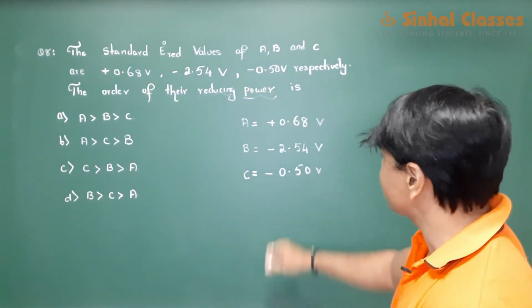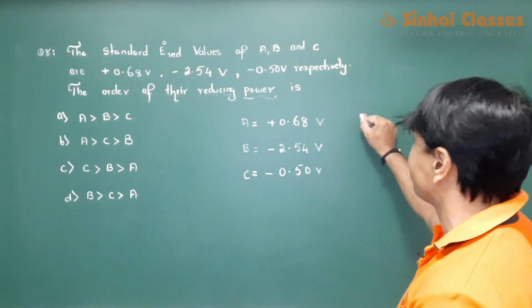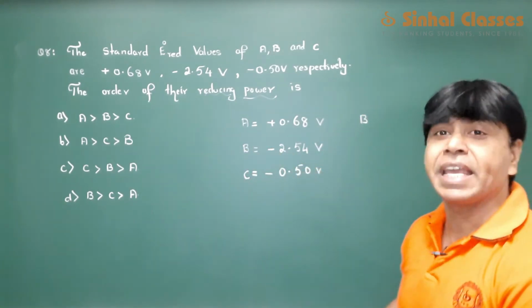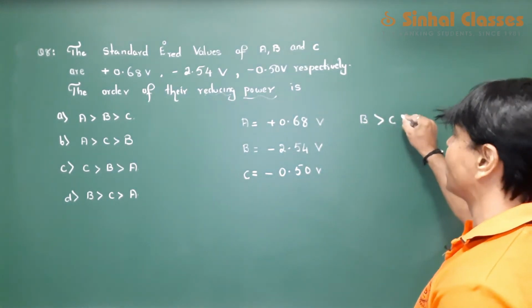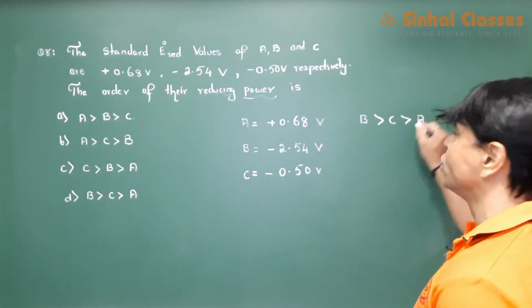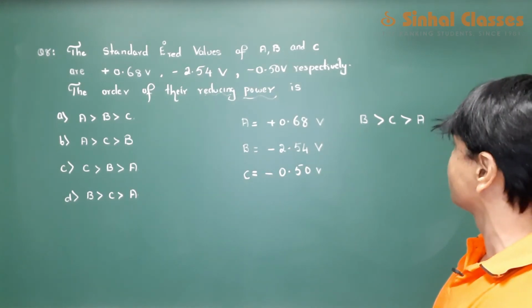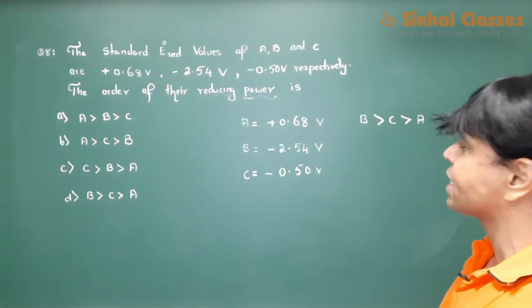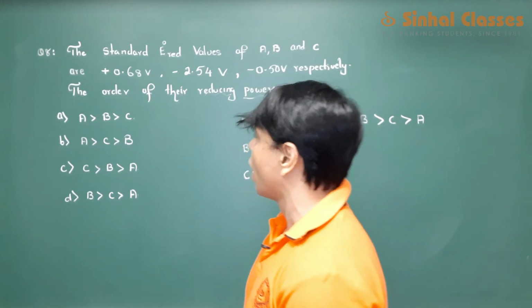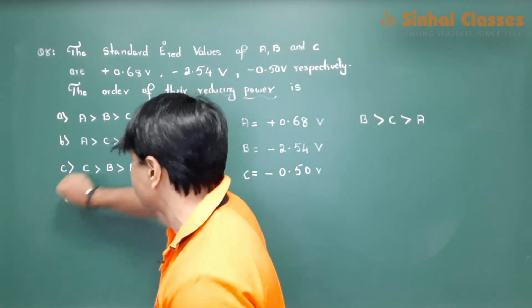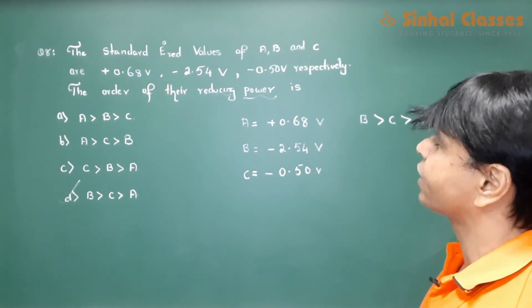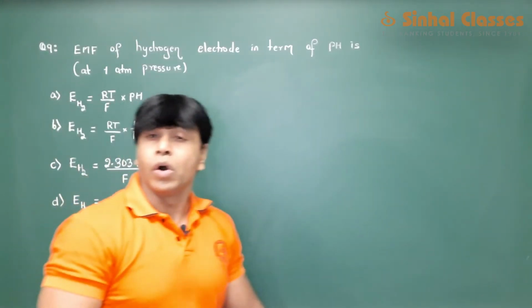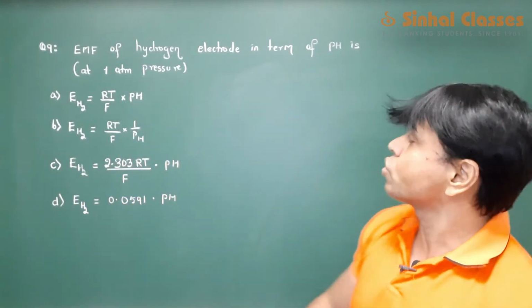So maximum reducing power will be shown by B, which has a very high negative value, followed by C, and the last one will be A. So your answer for this question will be B greater than C greater than A, and your answer for this is D. D is the correct option. Okay student, have a look at this question now.